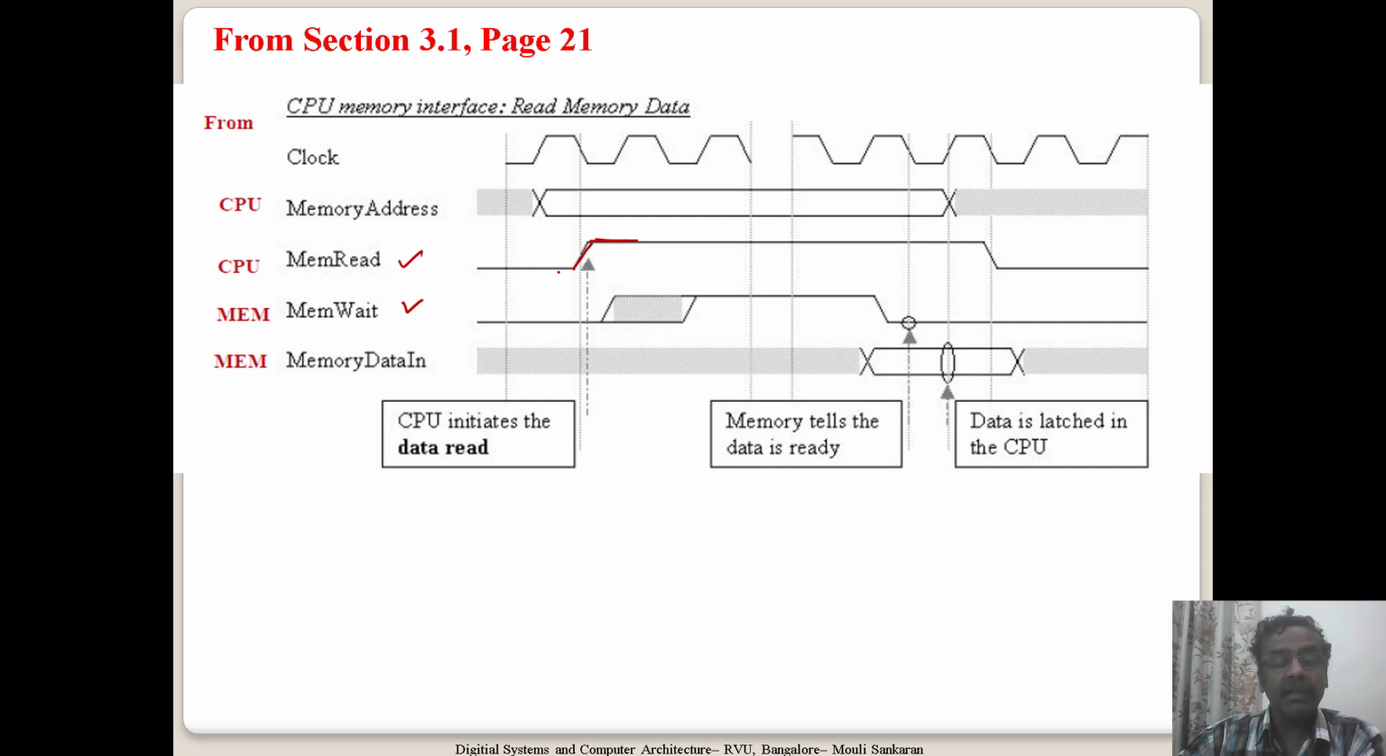Now who is generating the signals? The CPU is generating it. The memory address is generated by the CPU. Mem wait is generated by the memory, and the data is generated by the memory.